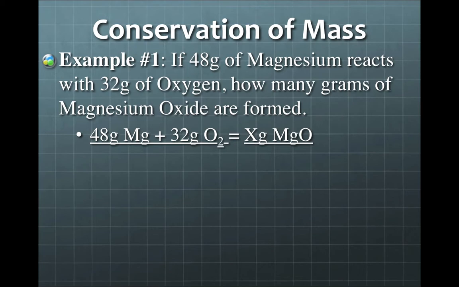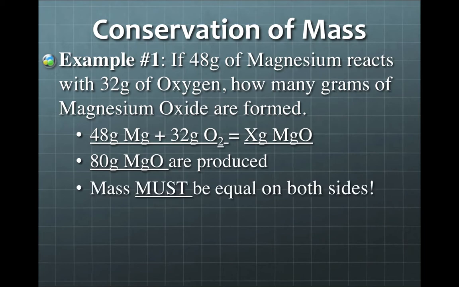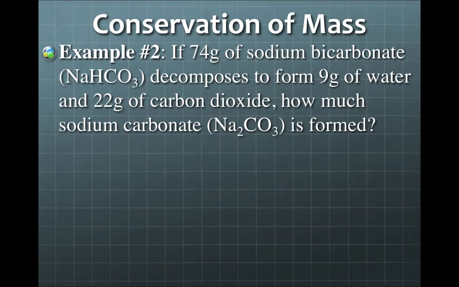So if you had to solve for X right here, clearly you just add 48 and 32 and you get 80. Because the mass of the reactants has to equal the mass of the products. I have 80 grams of reactants. I have to have 80 grams of products. Okay, so the mass has to be equal on both sides of the equation. Okay, now example 2 is a little bit trickier.